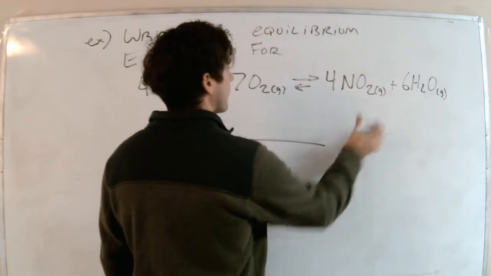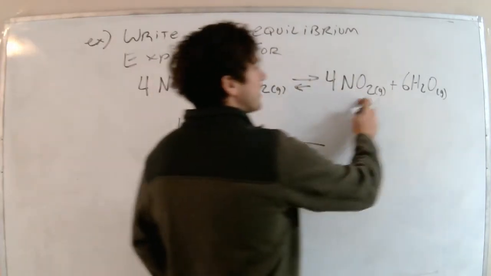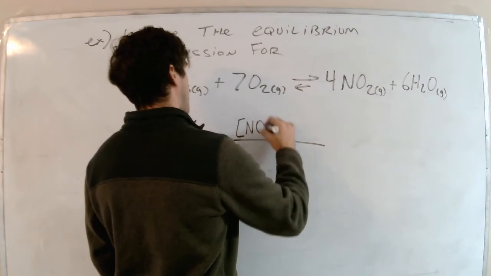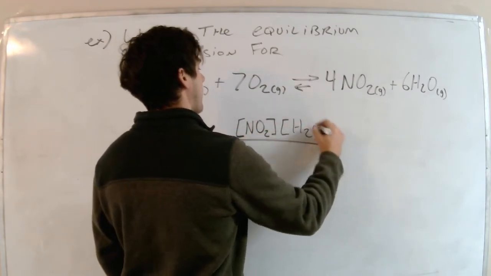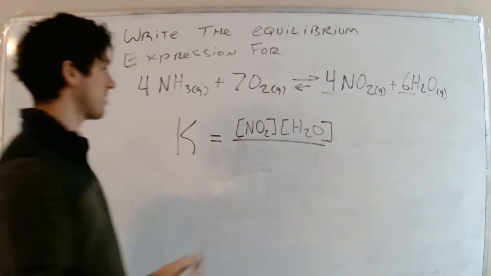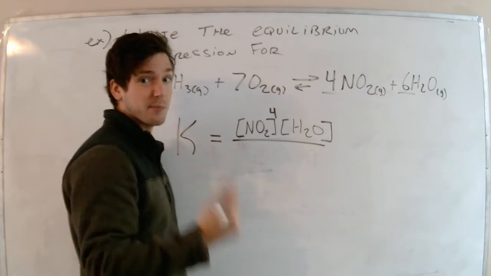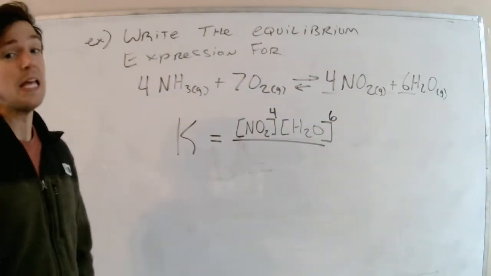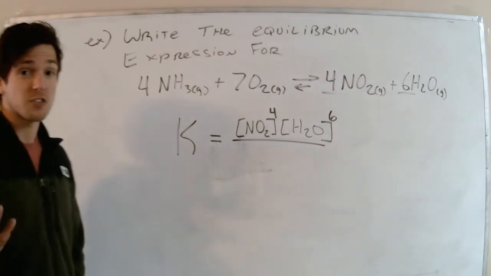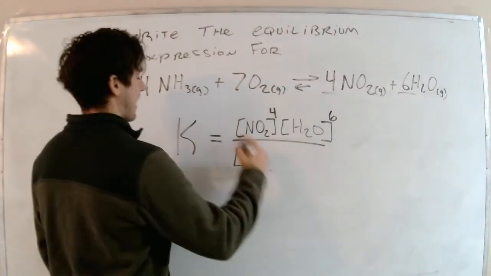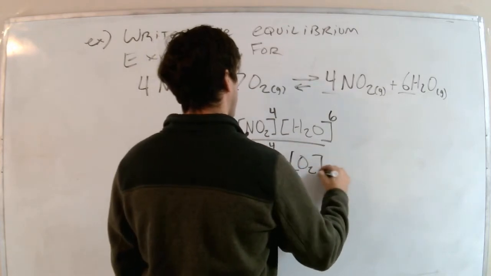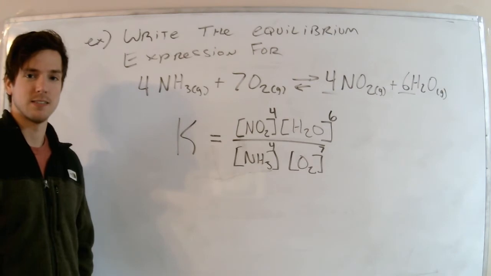So let's go ahead and start with our products on top. It looks like we have NO2 in a gaseous state and H2O in a gaseous state. So we're going to include both of those. So let's go ahead and put NO2 and H2O. And then remember, these coefficients we have to treat as exponents. So NO2's exponent is going to be 4. H2O's exponent is going to be 6. Now let's go ahead and put the reactants on bottom if they're gaseous or aqueous. They're both gaseous, so let's put those on bottom. I've got NH3, and it'll be to the 4th. And I've got O2, and it'll be to the 7th. Right? So that's our equilibrium expression.